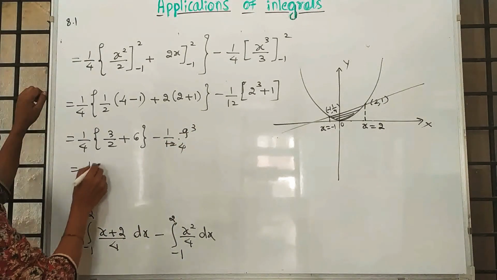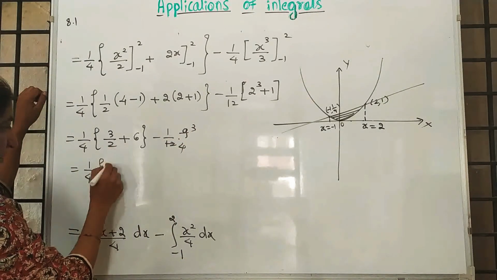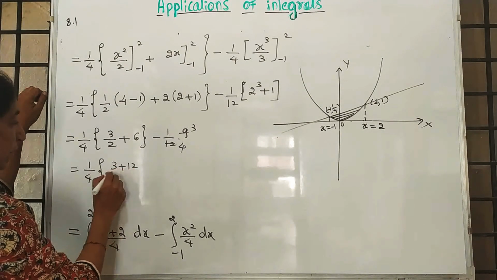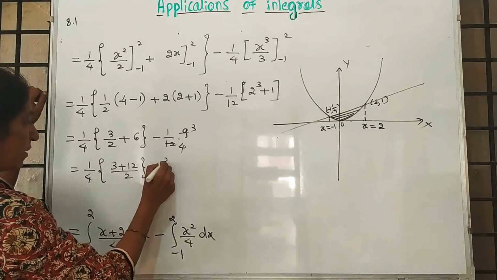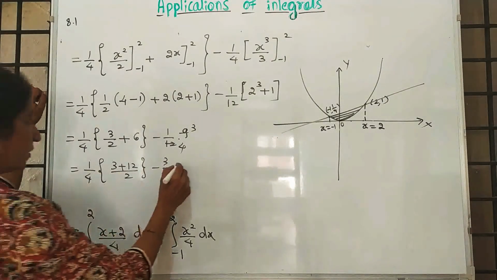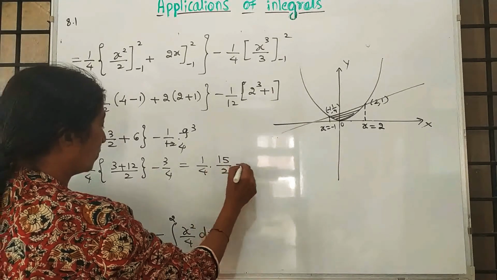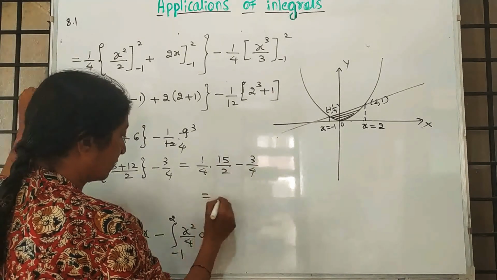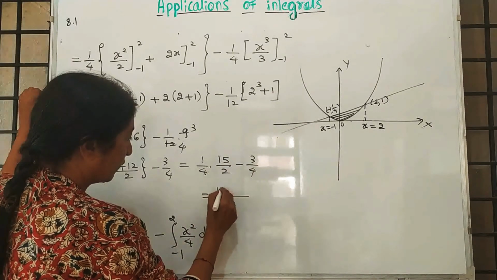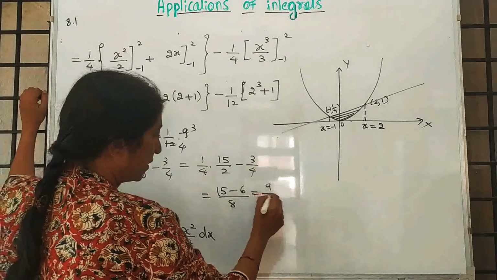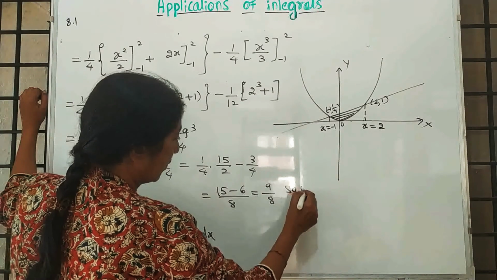This is 1 by 4, 3 plus 12 divided by 2, minus 3 by 4. So it is 1 by 4 into 15 by 2 minus 3 by 4. LCM is 8. 15 minus 6 means it is 9 by 8 square units.